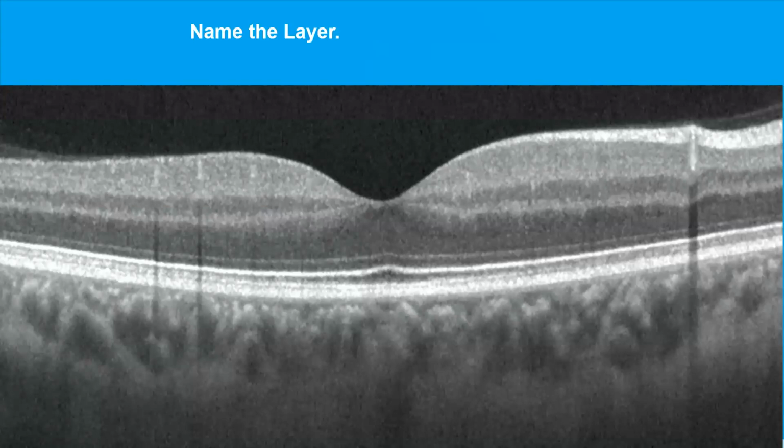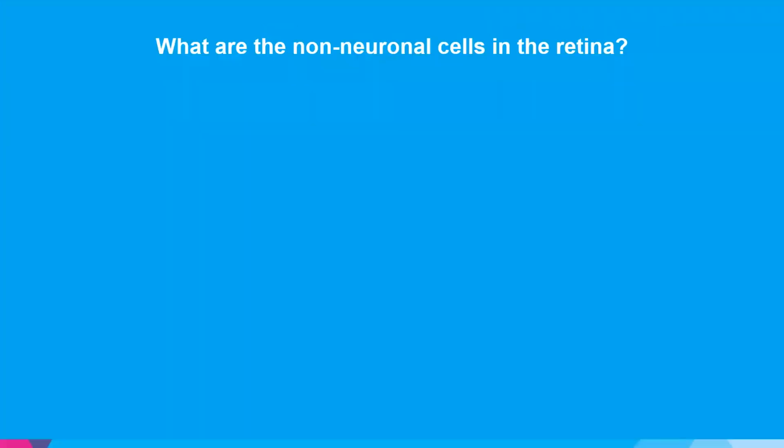Okay, so here's a name the layer, which I think is the whole reason why we do this, right? So here's a name the layer. I'm just gonna point to it. You tell me what it is, okay? What is that layer, if you remember? It's the inner plexiform. Easy, right? So the inner plexiform layer, okay?